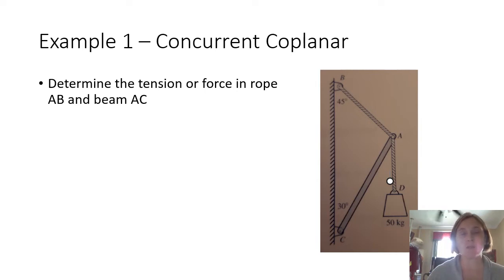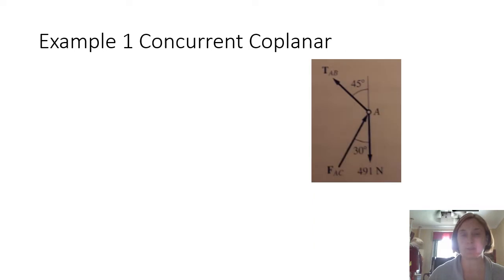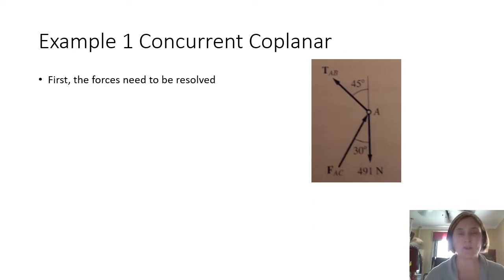What we need to do here is figure out the tension in this rope, AB, and then the tension in the beam, AC. Okay, so what we need to do first is resolve the forces. Any forces that are at angles need to be resolved, and that's going to make solving the problem so much easier. So anything that's at an angle, which TAB and FAC are, we're going to resolve them.